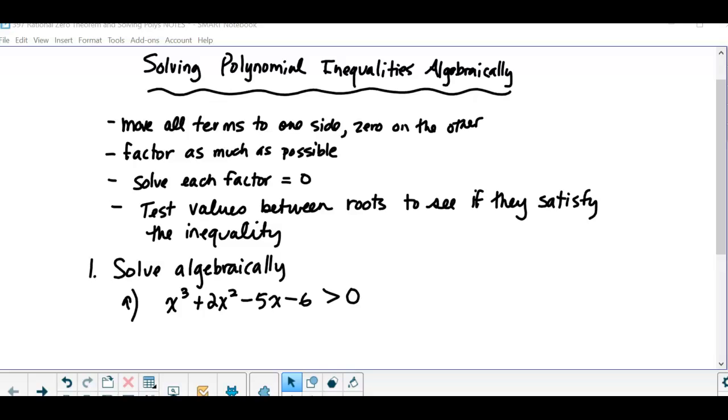Alrighty, so we're continuing on. Really, this is the last topic of this unit. It involves knowing how to factor algebraically a polynomial, how to solve a polynomial equation, and then extending into today is solving a polynomial inequality.